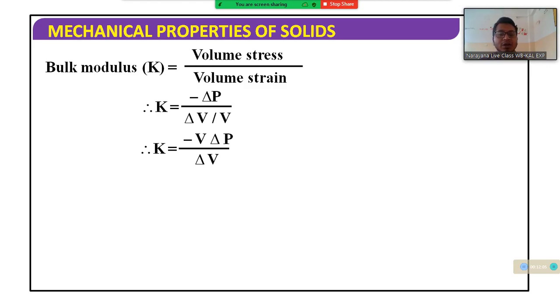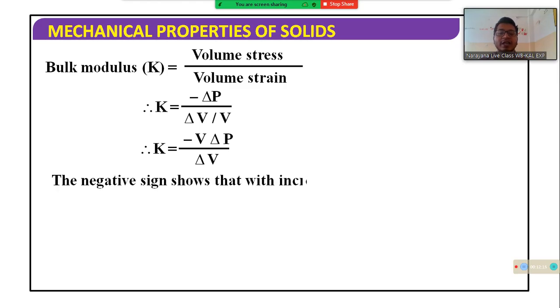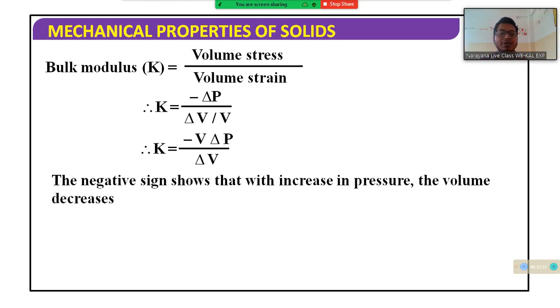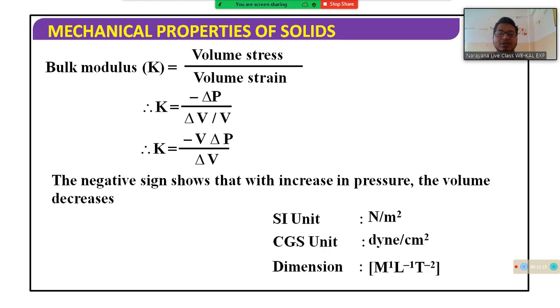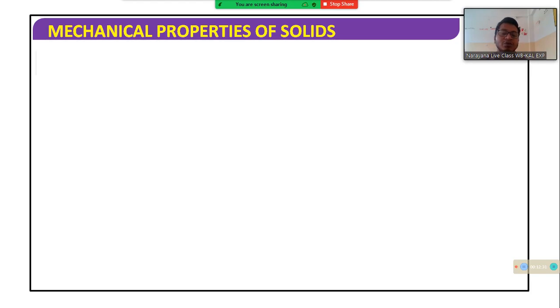Delta P by delta V by V, that is delta V by V is the volume strain, so we can write K equals minus V dP by dV. The negative sign shows that with an increase of pressure the volume decreases. What is the SI unit of bulk modulus? Newton per meter square; CGS, dyne per centimeter square; and dimension M L to the power minus 1 T to the power minus 2.